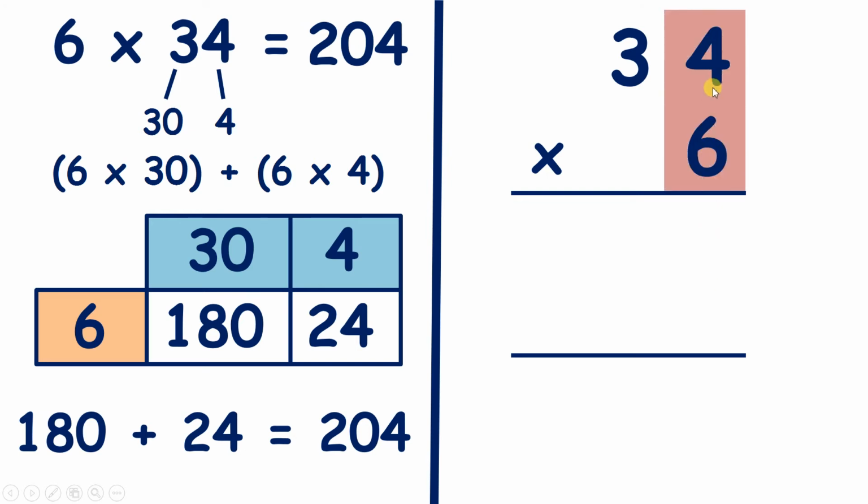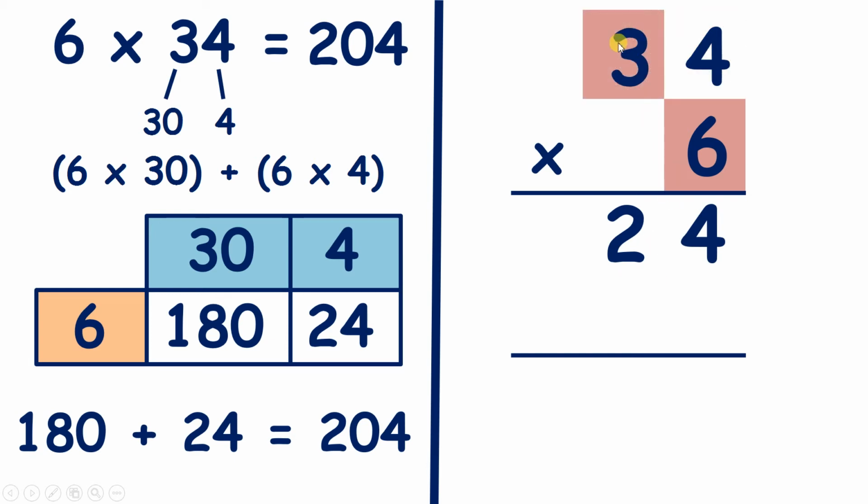So we can start with 4 times 6, which is 24. And now we can move on to 3 times 6. But really, that 3 stands for 3 tens. So we write a 0 in our units column, and then we can answer 3 times 6, which is 18. So we have the answer to 30 times 6, which is 180.